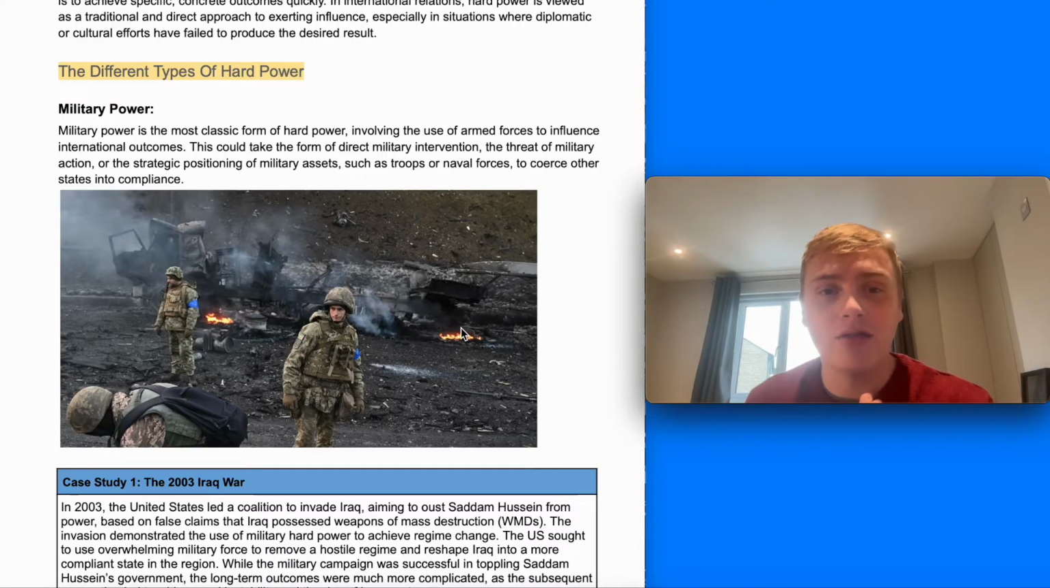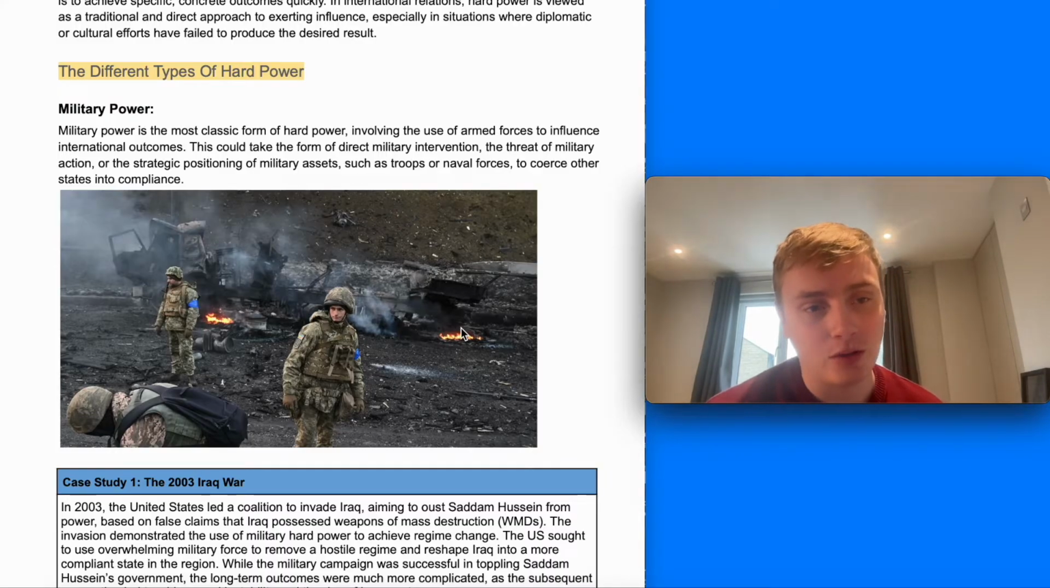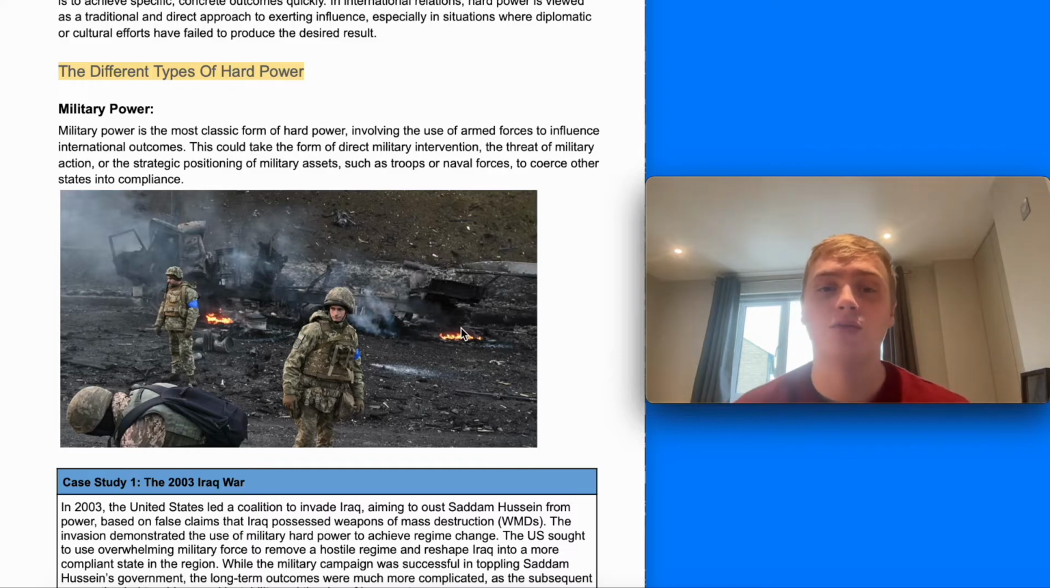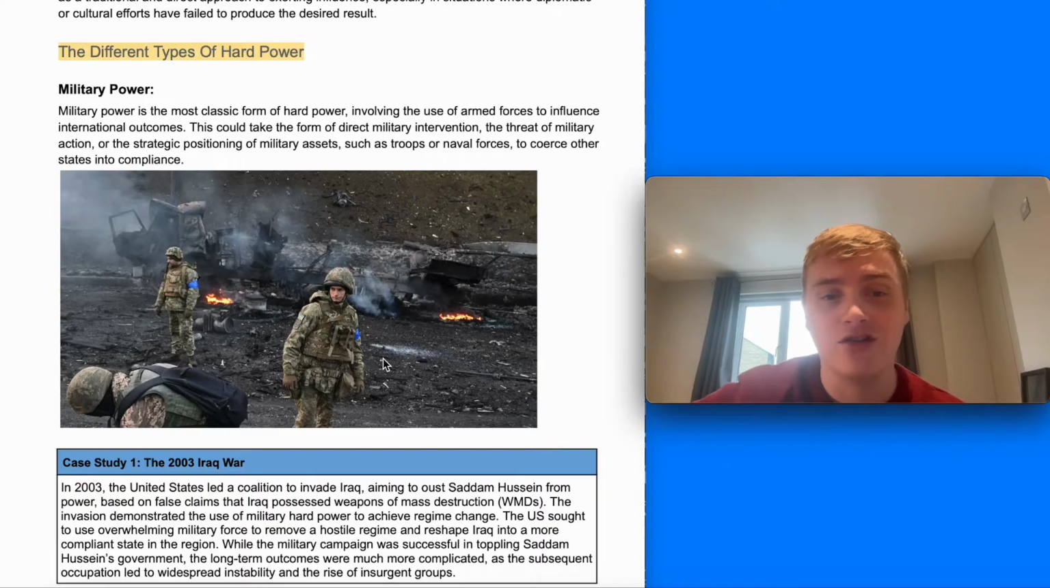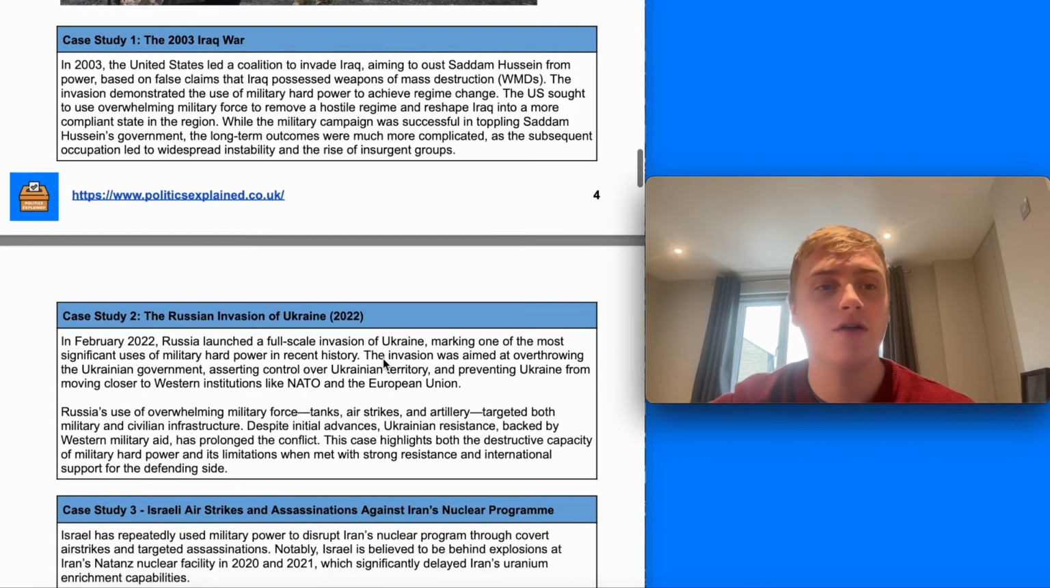So it can also be the threat of military action can be a use of hard power to get what you want. And it's really about coercing states into compliance. That may be through invasion, that may be through the threat of invasion, maybe through the threat of military action or bombing, lots of different types of military action, of course. We'll look at a few case studies here.